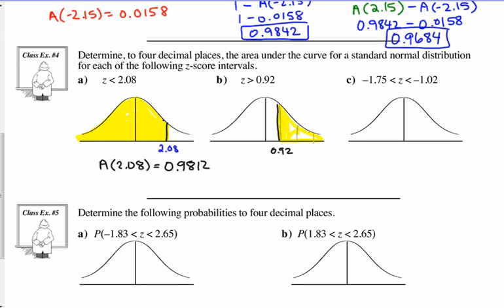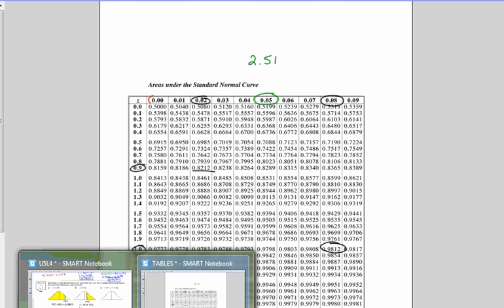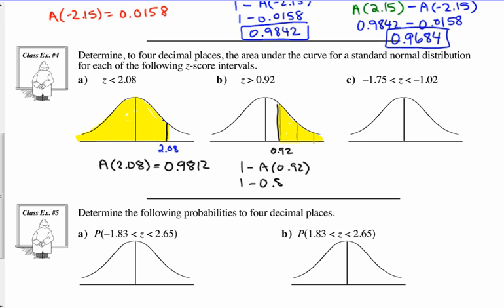So whenever it's to the right, we always have to go 1 minus. So 1 minus the area under 0.92. If we get the area to the left, subtract it from 1, that will be our answer. So 0.92 gives us an area of 0.8212, and if I subtract that from 1, we get 0.1788 is our answer.